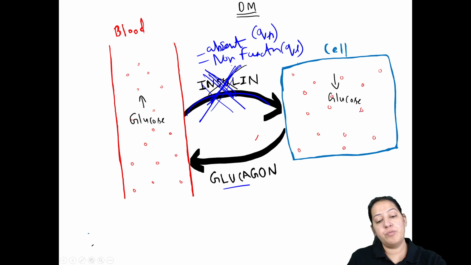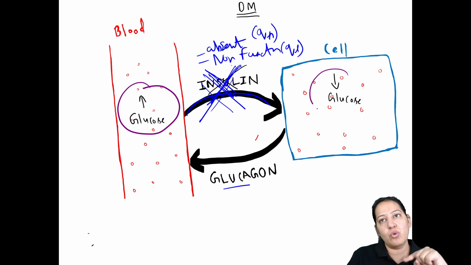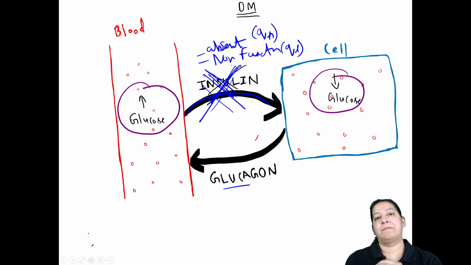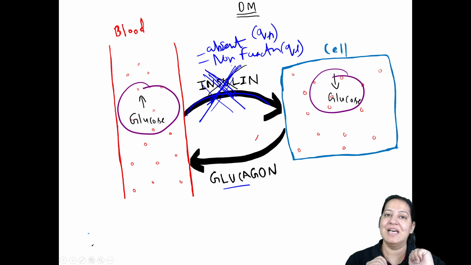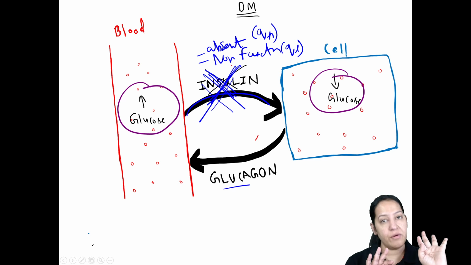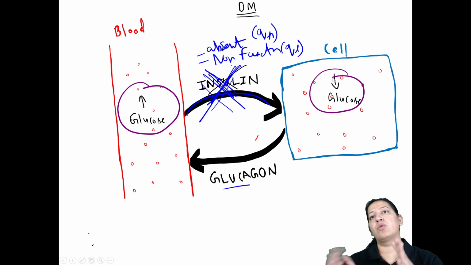So there will be two problems. What will be the two problems? Blood glucose level will increase and cell glucose level will decrease. Both are problematic. And this is the disease known as diabetes mellitus. So what is the definition of diabetes mellitus? In diabetes mellitus, insulin is either absent or non-functional. So in both of these scenarios, the blood glucose cannot be shifted into the cell, and blood glucose level will rise and cell glucose level will fall.